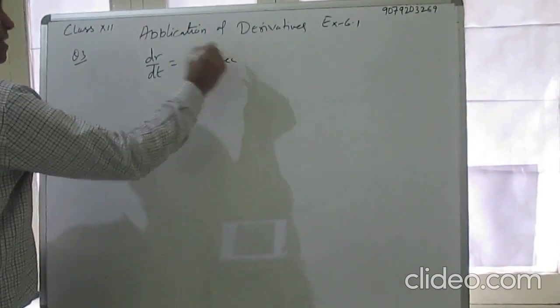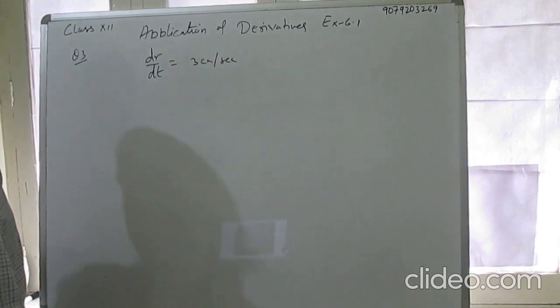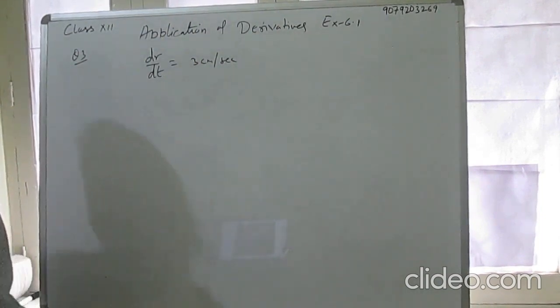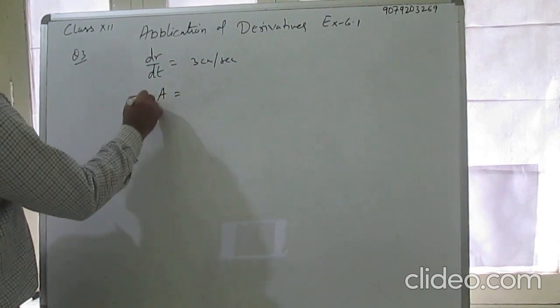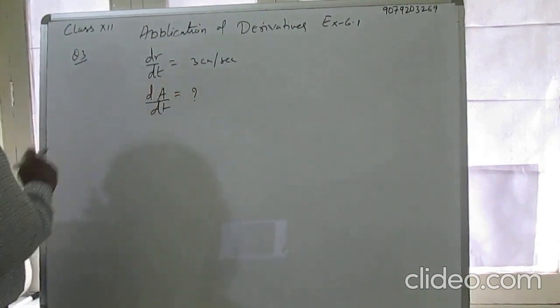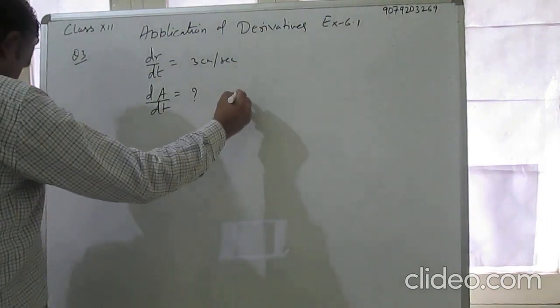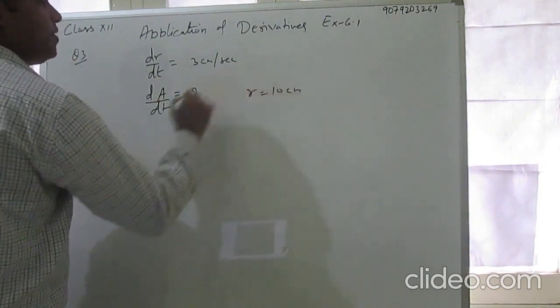Question third. See here, the radius of a circle is increasing uniformly at the rate of 3 centimeter per second. Radius of the circle dr by dt is increasing at the rate of 3 centimeter per second is given to you. Find the rate at which the area of the circle is increasing when the radius is 10 centimeter. We have to find dA by dt when radius is given to you 10 centimeter.